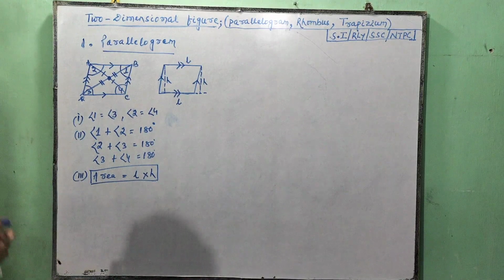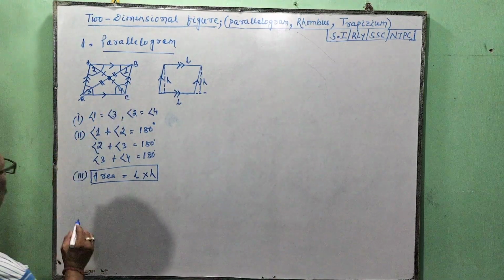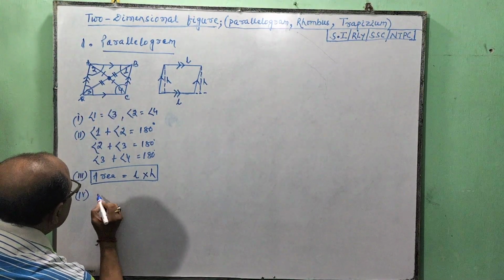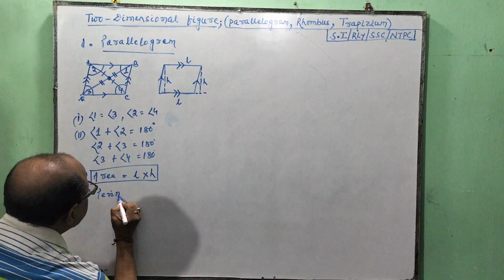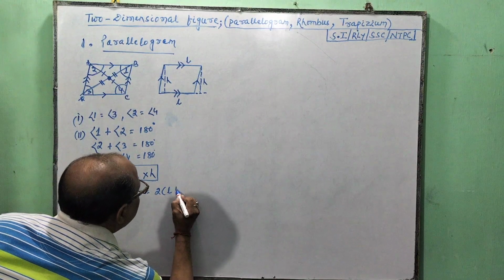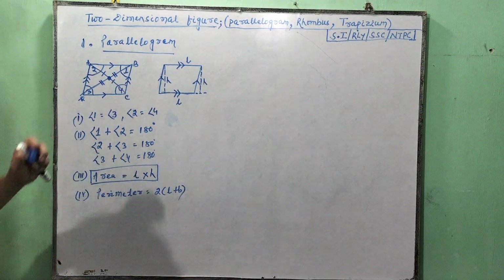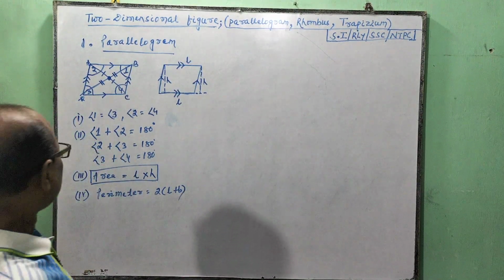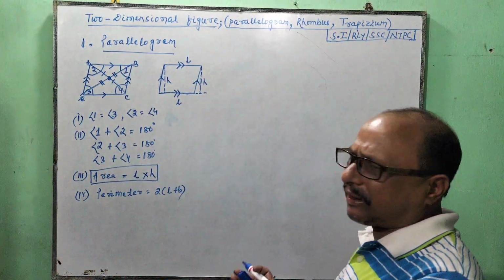So we move to perimeter. Easy thing, perimeter. Perimeter is equal to 2 into (L plus B). So this is all about the parallelogram.